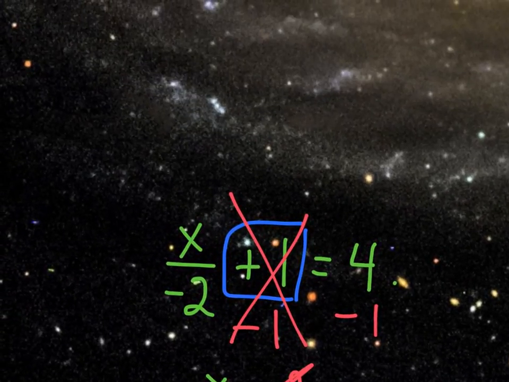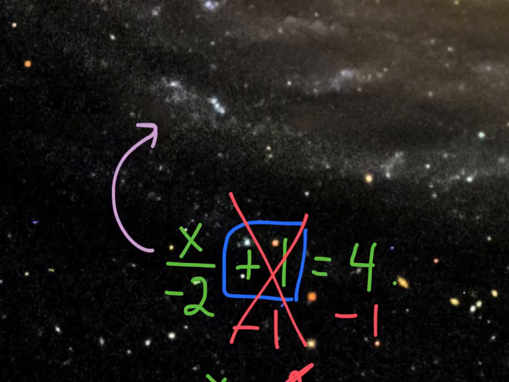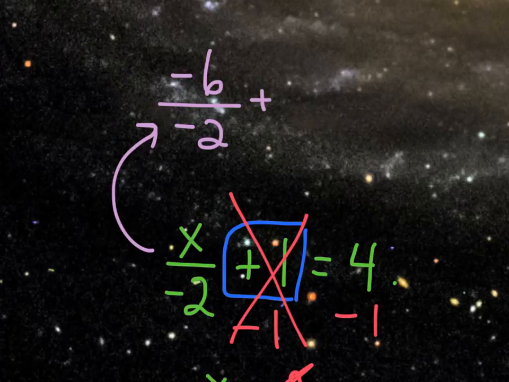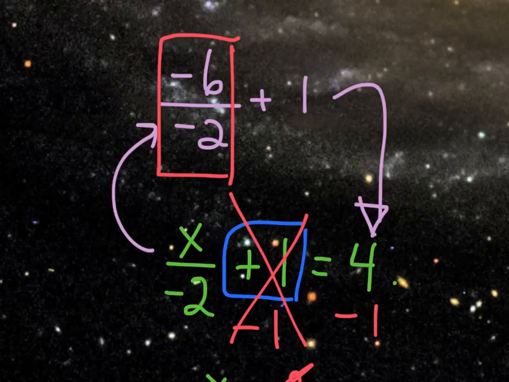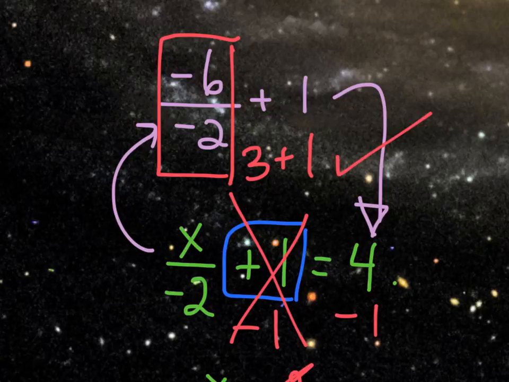Okay, just try a different color here. So I'm going to write the equation up here. Instead of x, I'm going to write my answer, which was -6. So -6 over -2 plus 1. And if we did it right, we should get an answer of 4. So -6 divided by -2 would get me positive 3, because they're both negative. And 3 plus 1 is, in fact, 4. So we do have the correct answer.